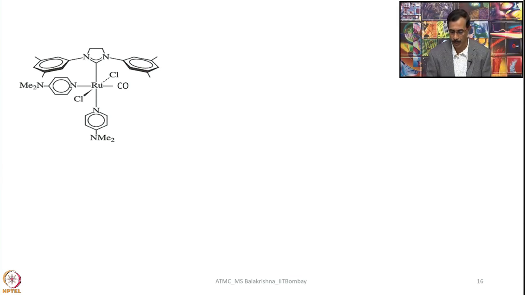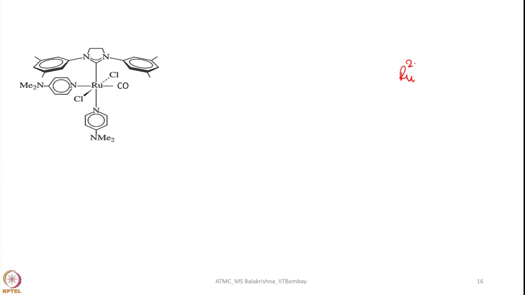Now we have another interesting ligand here. We have N-heterocyclic carbene, that is also a neutral ligand, and it is a 2 electron donor. Now ruthenium is there, and ruthenium is attached to chlorides. We can go directly to the ionic method. We know that ruthenium is in plus 2 oxidation state. Ruthenium is 2 plus, so that we have 6 electrons coming from ruthenium, and then 4 electrons coming from chloride ions. And then from substituted pyridines, we are getting 4 electrons, and then CO is giving 2 electrons, and then the N-heterocyclic carbene is giving 2 electrons, so we have 18 electrons.